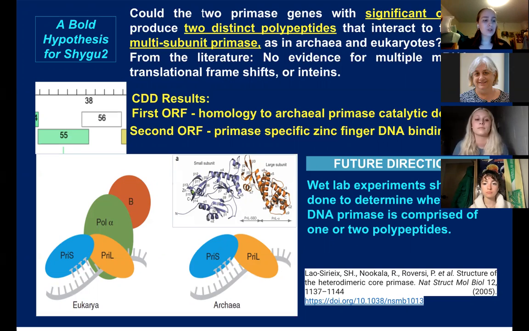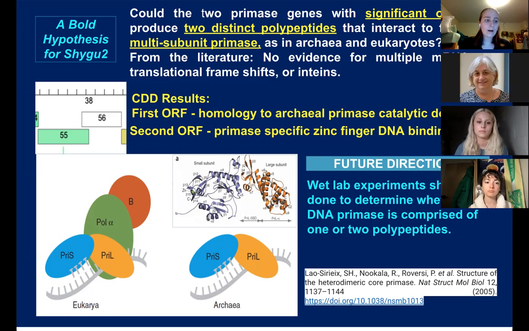Gene 55 of Shygu2 shares domain homology with bacterial DnaG, while gene 56 contains a zinc finger DNA binding domain. The zinc finger is shown at the top left of the figure. These 2 primase genes share a significant overlap of 74 base pairs, as shown at the top right of the figure.